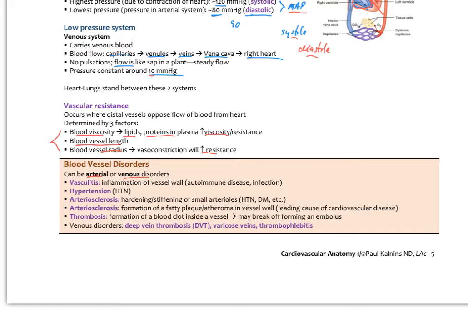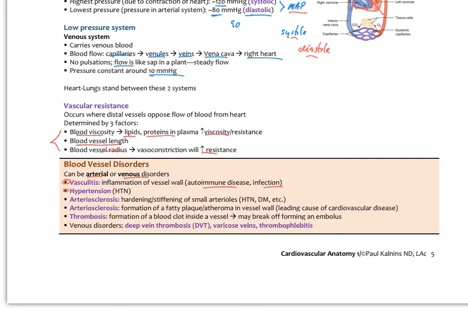So, when we think of the heart, we usually think of heart disease, but we have to always think of the blood vessels as well. And there are a number of vascular diseases independent of the heart. So vasculitis would be inflammation of the vessel wall, and that happens most commonly from autoimmune disease or infection.